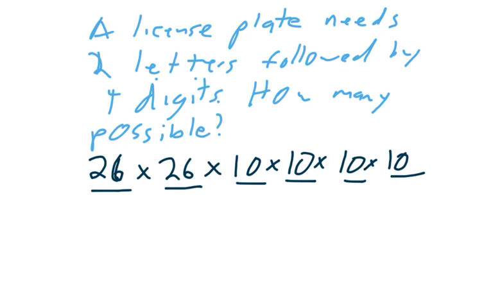So we multiply 26 times 26 for the 2 letters, and followed by the 10 for the digits 4 times. That turns out to be 6,760,000.